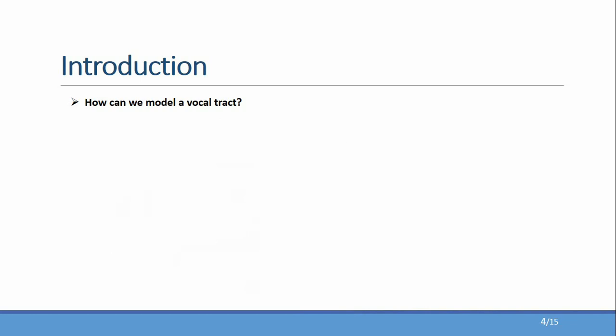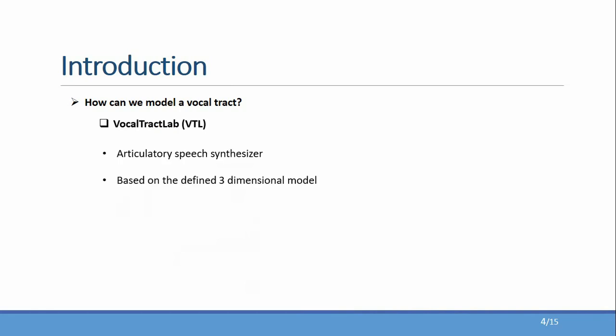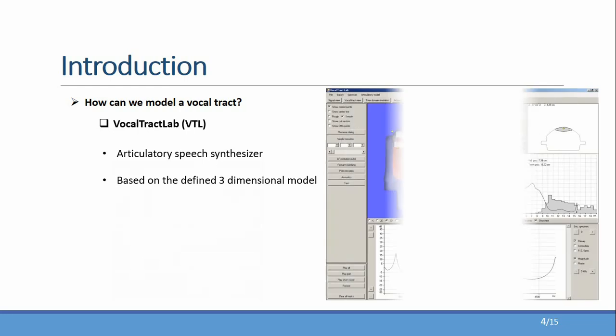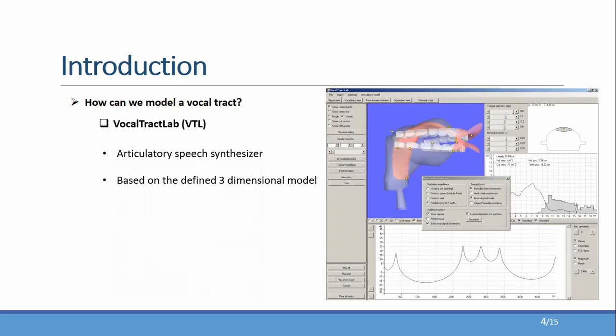As an application of this 3-dimensional model, we can refer to Vocal Tract Lab software, or VTL software. VTL is an articulatory speech synthesizer and a tool to visualize and explore the mechanisms of speech production with regard to articulation, acoustics, and control. We use this speech synthesizer in our work, and I will explain more about it in upcoming slides.